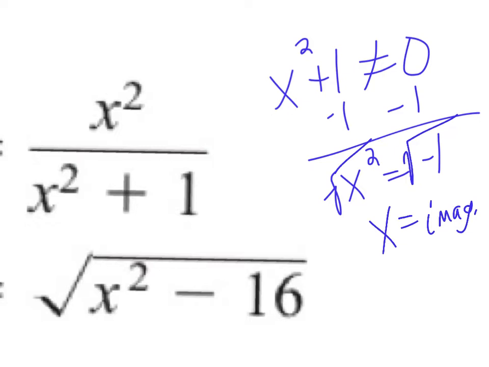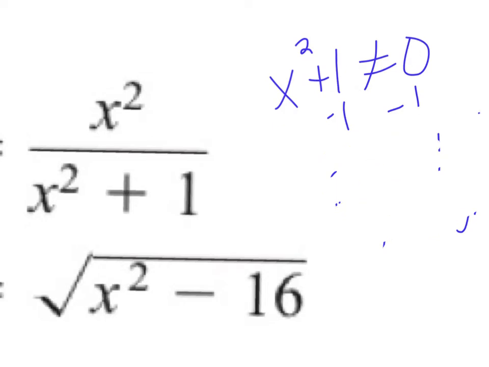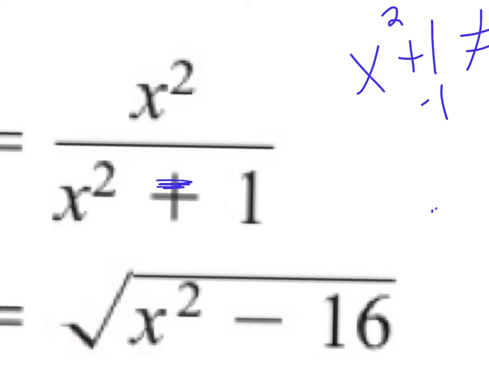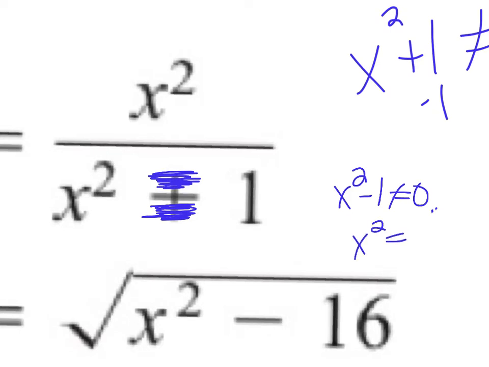But if this problem were like this, let's just change it slightly. Okay, change this to x squared minus 1. Let's pretend this says x squared minus 1. Again, we've got a variable in the denominator, so we can't have it. So you would say x squared minus 1 cannot be 0. Add 1 to both sides, yes? So x squared equals 1.